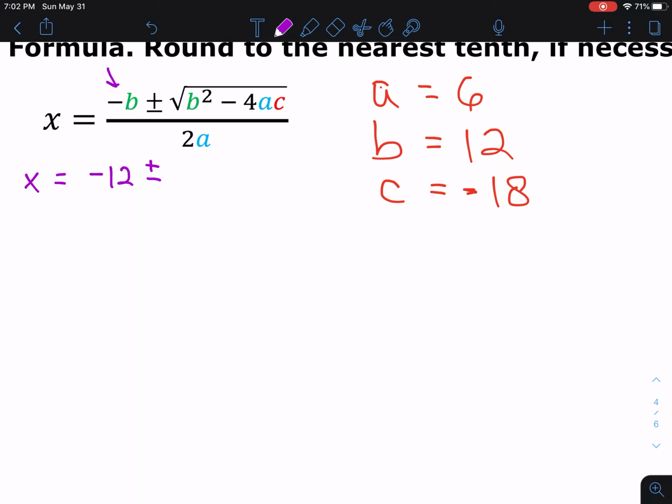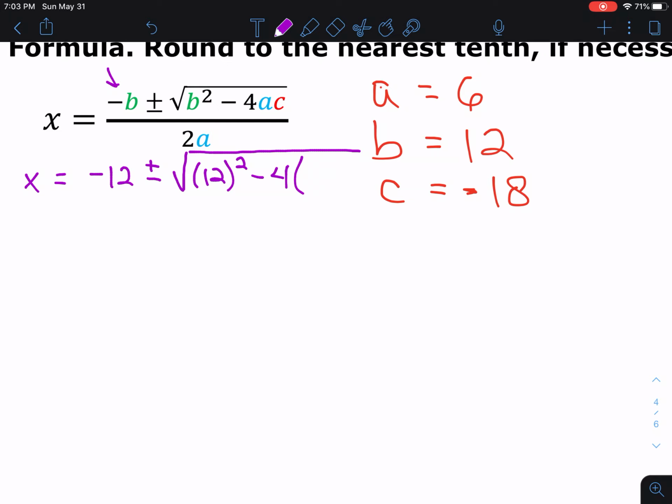Now plus or minus, which we'll talk about a little bit later, but for right now, just write it down. And now I'm going to write a bunch of stuff under here. Everything else that you're plugging in, make sure you put it in parentheses. So I'm going to write 12 in parentheses squared minus 4. That 4 is always there, it's just part of the formula. Same with the 2 at the bottom there.